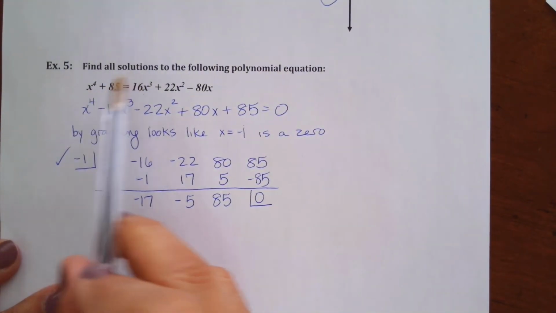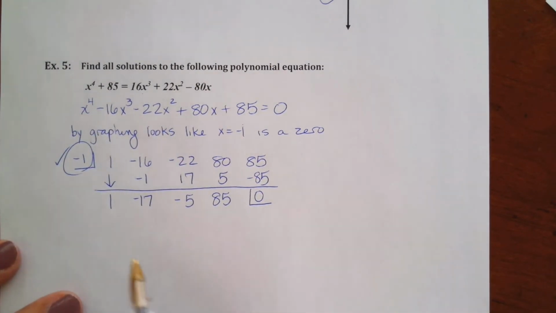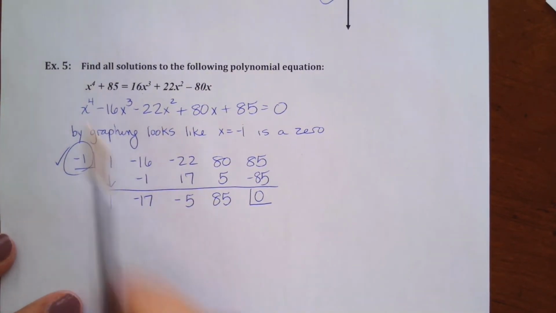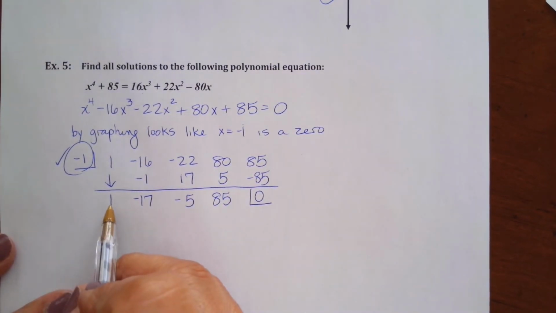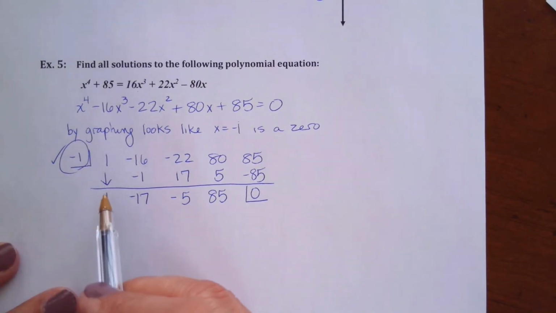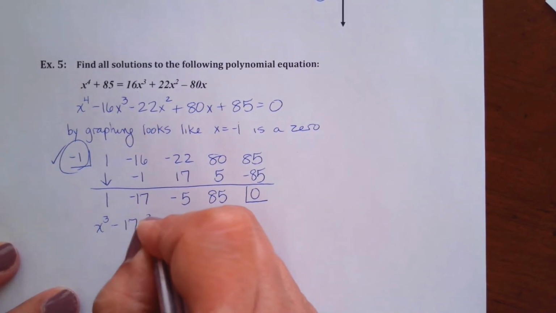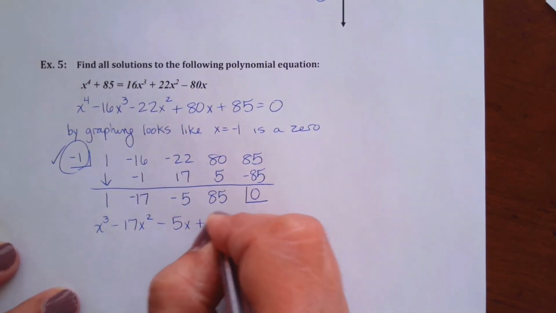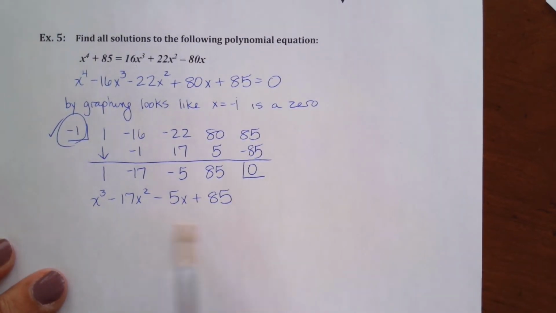Now remember, it said find all the solutions. So there's one of them, -1. Okay. Now I got 3 more to find, most likely, because this was x to the 4th. So remember, this is your new polynomial, and it's going to start 1 degree less than this one. So this will be 1x cubed minus 17x squared minus 5x plus 85. Okay. Now, the other roots didn't look like whole numbers, so most likely they're either going to be radicals or fractions, so that's hard to find on the calculator if I need an exact answer.